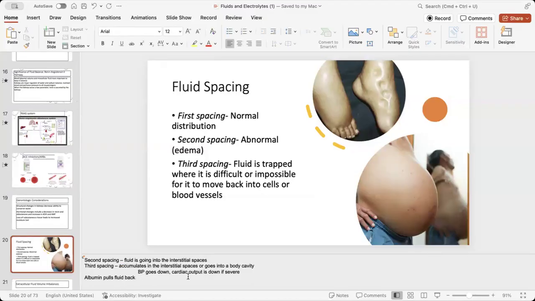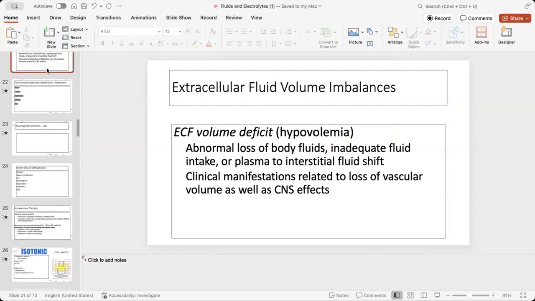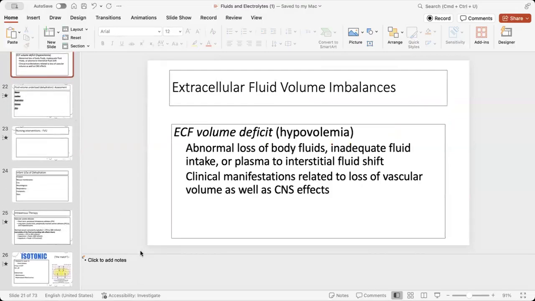All right. Let's talk about our first imbalance here. We have extracellular fluid imbalance. We're going to talk about hypovolemia or volume deficit, dehydration, right? Kind of all those different terms. Basically, what it means is fluid intake is less than what is needed to meet the body needs.